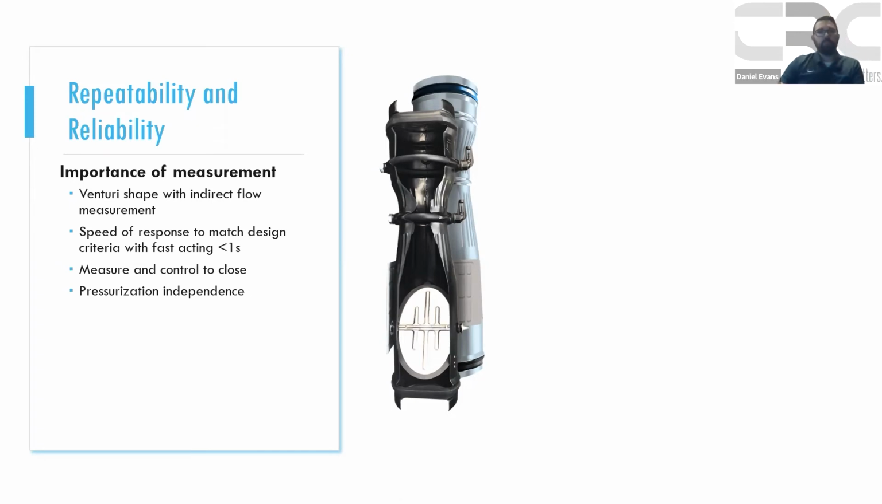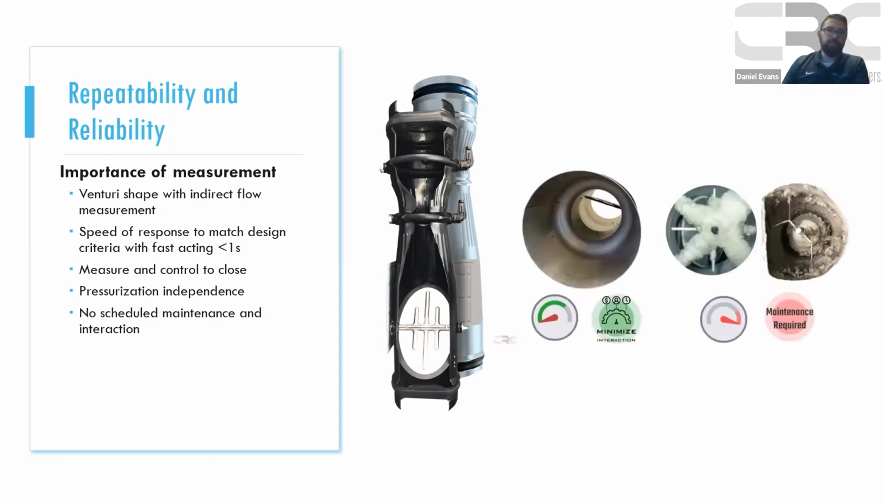Pressurization independent. We talked before, a big thing for pressurization independent is the ability to achieve what we're looking to achieve, and that is to maintain airflow in and out of the space without having the system affect us.